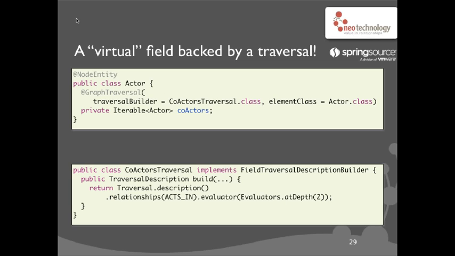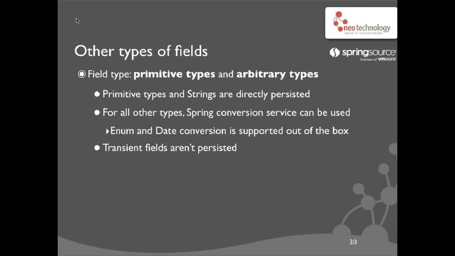So it's completely dynamic. And the co-actors traversal class looks the way you would expect. There's some ceremonial overhead, but basically it's just a traversal description, which is the same code as in the previous example. A very convenient way of declaring and working with traversals.